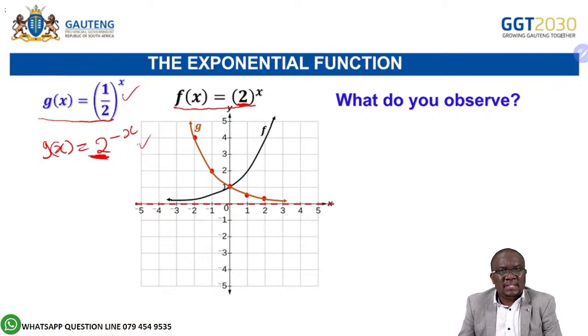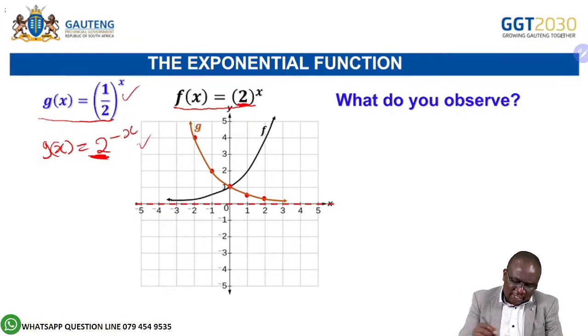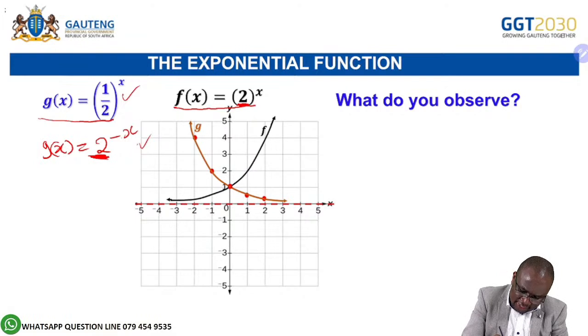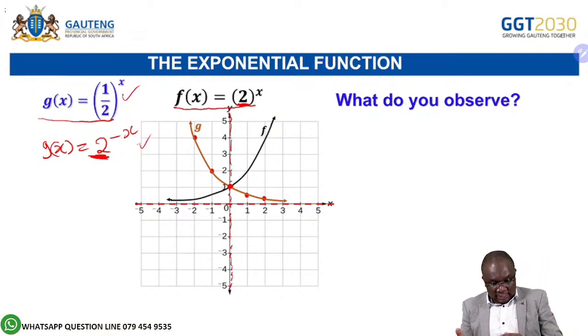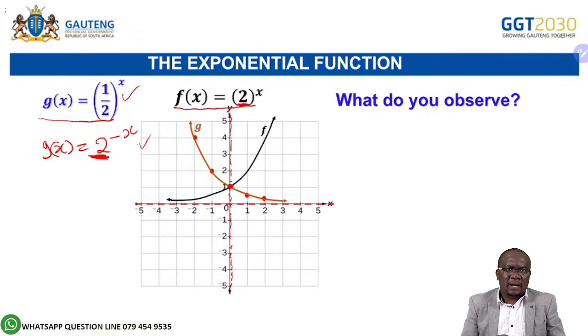Okay, do you see anything? I can see something here. Both of them cut the y-axis at (0, 1), but there's a line of symmetry here. You see? So here, g of x is a reflection of f of x. About what? About the y-axis. The y-axis is the mirror here.